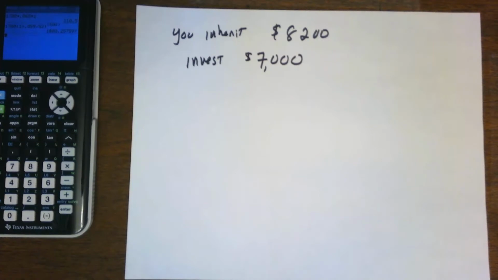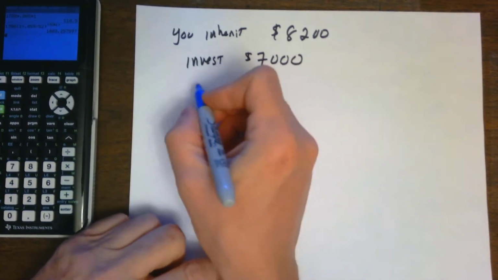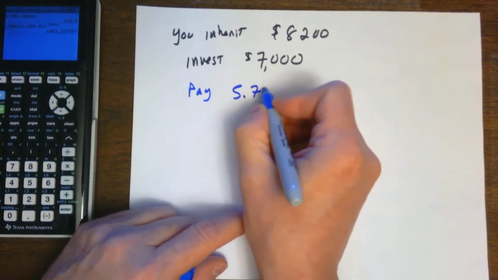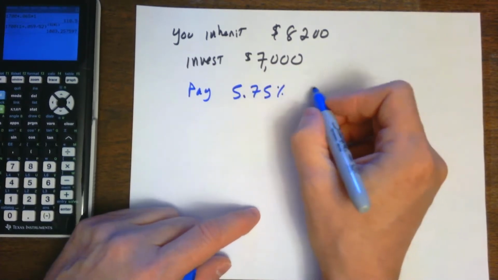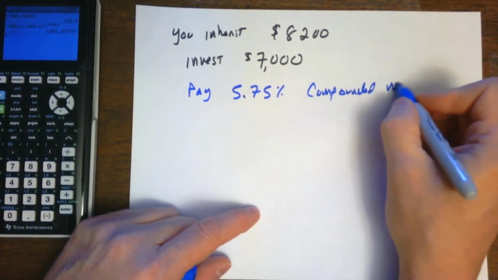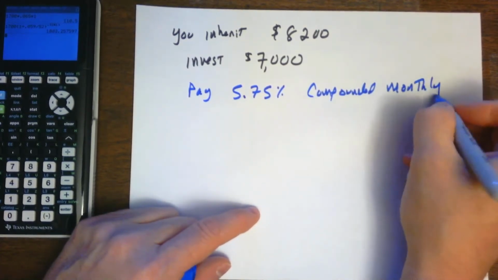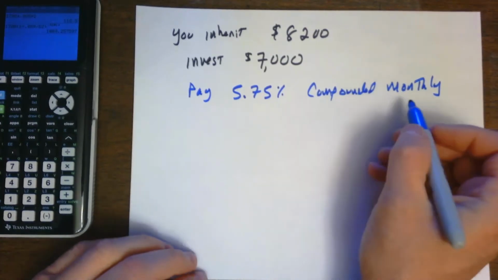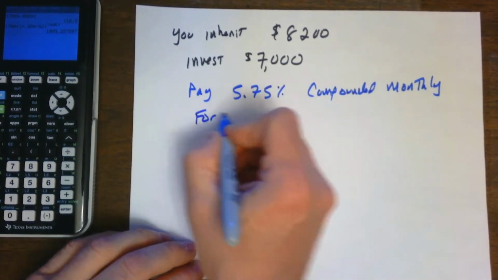So you go down to your bank, and your bank tells you that they will pay 5.75% interest compounded monthly. And you decide you're going to put this money in the bank and let it earn interest while you're at college and taking classes. So you're going to leave it in the bank for 4 years.